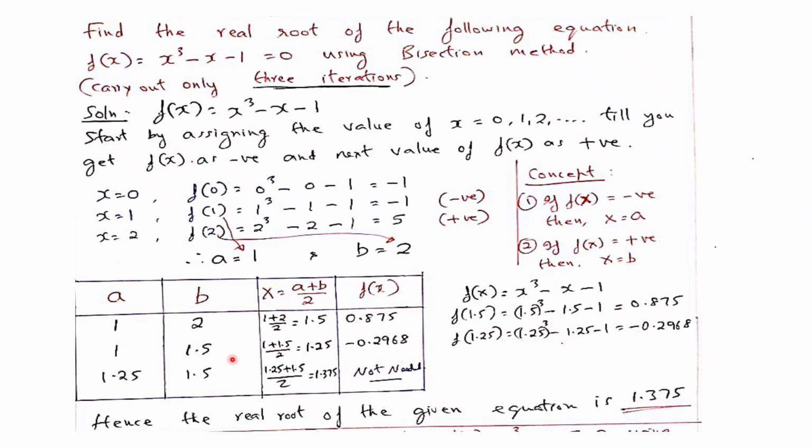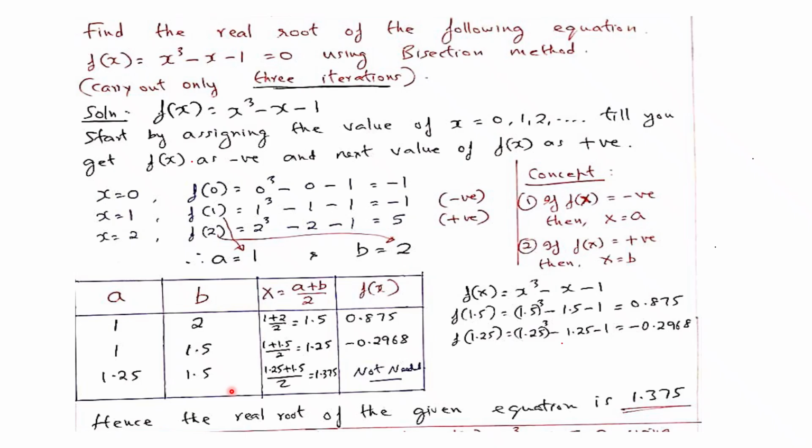So again do with this value of a as 1 and the value of b as 1.5. You find out x, that is a plus b by 2. 1 plus 1.5 by 2 will give you 1.25. Again find f of x, but now the value of x is 1.25 for the second iteration. So 1.25 cube minus 1.25 minus 1, you get the answer with the minus sign, so minus 0.2968. So now you see f of x is negative. So if f of x is negative, what is the conclusion? x becomes a. So this 1.25, that is x, will now become a for the third iteration. So under a you write 1.25, under b the same previous value, no change.